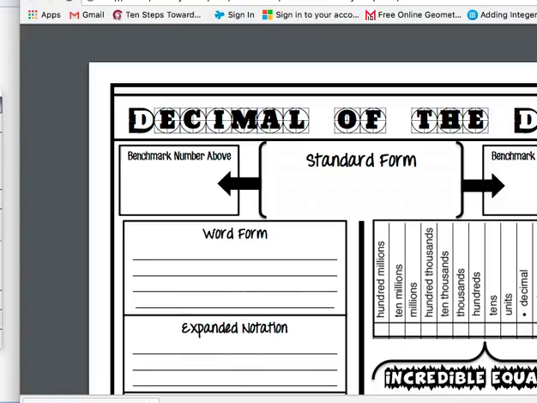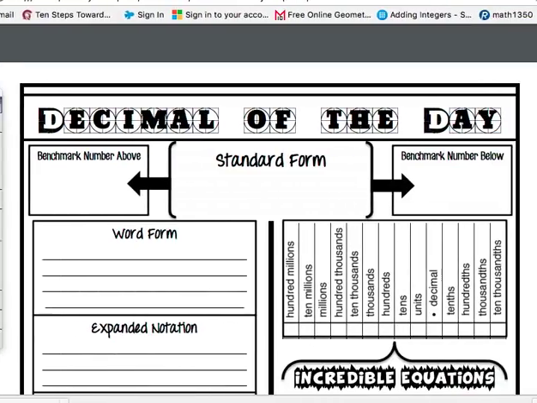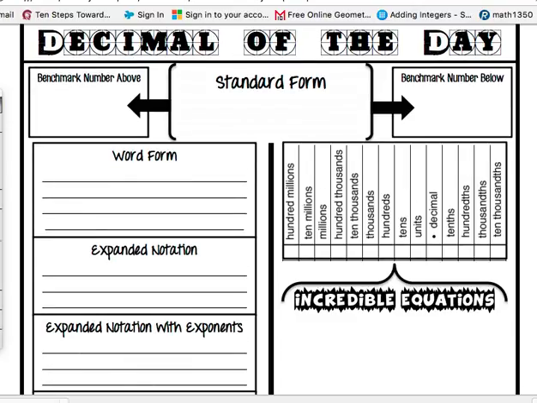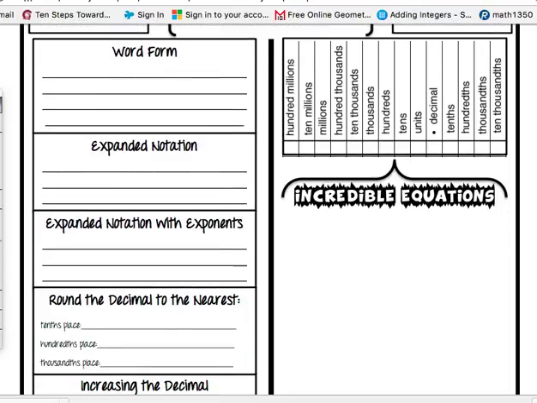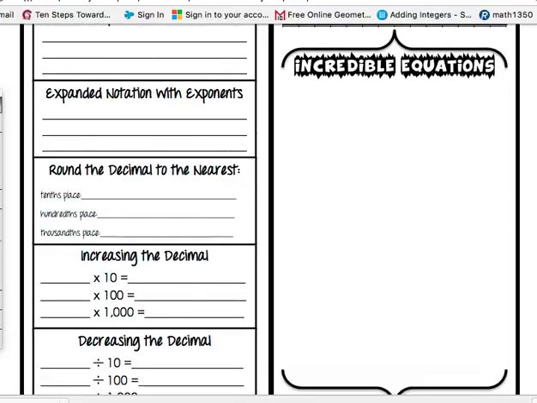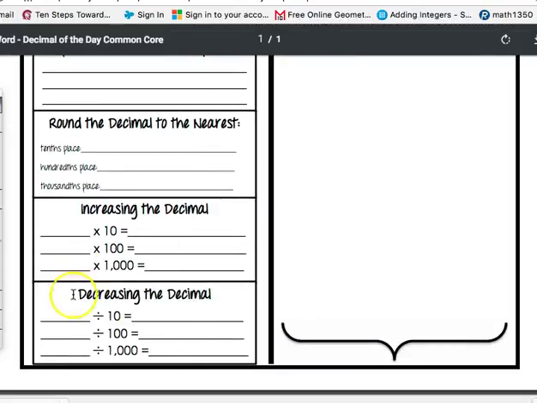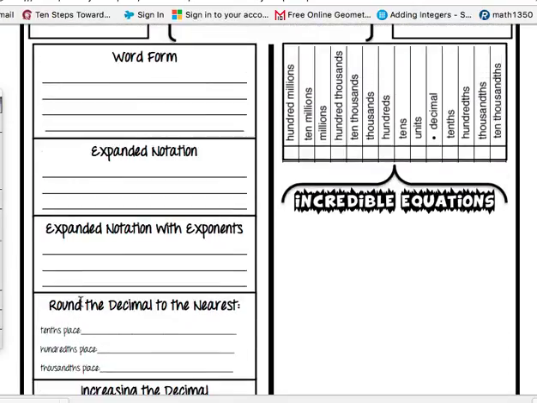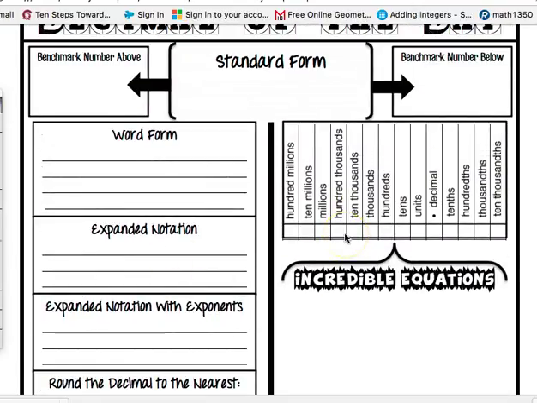Another activity I like to do when we do decimals is, this is really great to do when you're trying to start teaching decimals and teaching this vocabulary, this decimal of the day, and you can do a different decimal number every day of the week. You can have the standard form, the word form, the expanded form, writing it with exponents. You can have them do some rounding here. These bottom rules are excellent, increasing it by powers of 10 times 100 times 1,000, dividing by powers of 10 where they're just moving that decimal point from left to right. And then it also has the place value chart here for them.